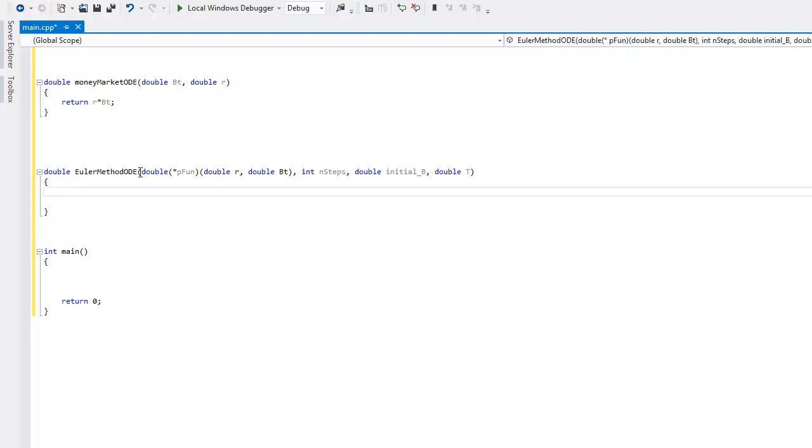Okay, and the Euler method ODE will refer to this ODE. So we start here by setting up the step h. This is the shift on the x-axis. So double h is equal to, and here we recast the result, t divided by n steps. We are recasting because we are dividing t by an integer, and we would like the result to be double.